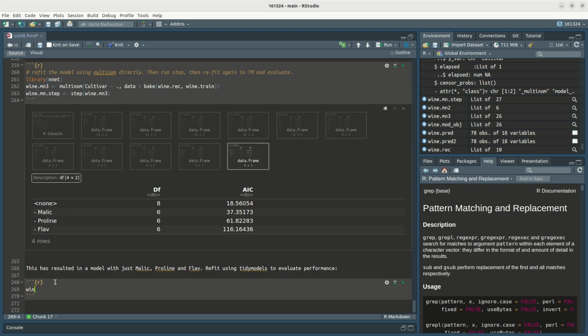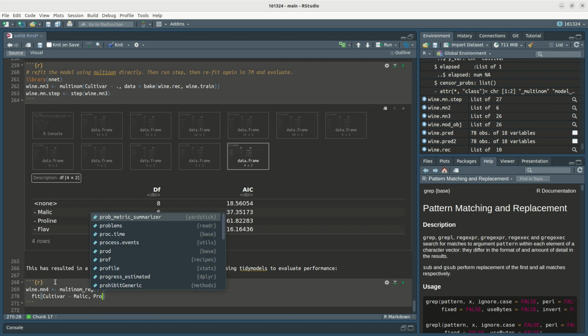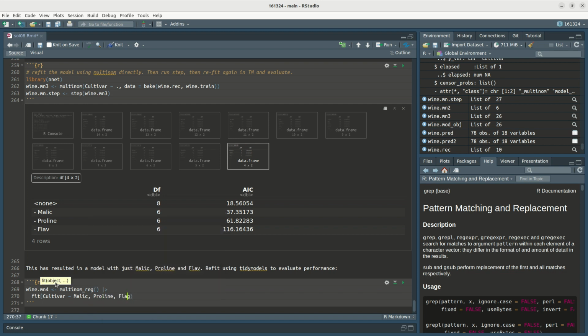We'll call this wine.mn4 maybe. All right, so it's going to be a multinom regression. Okay, and we're going to fit our cultivar in terms of malic, proline, and flav. I need to put pluses between these, don't I? And we're going to use our baked training data.